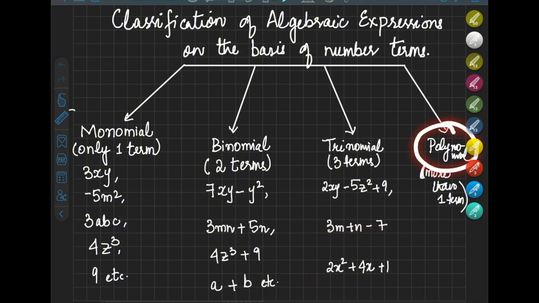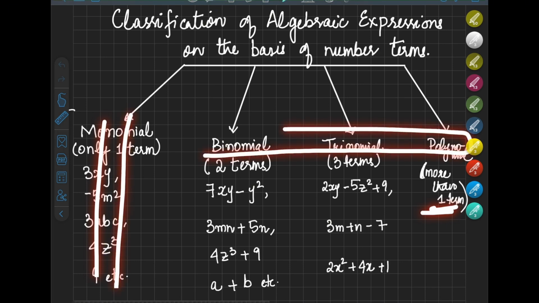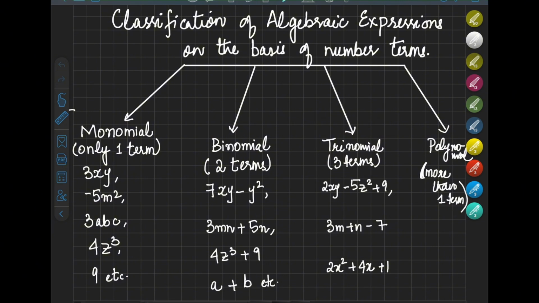Now, what is a polynomial? A polynomial is an algebraic expression having more than one term. Means except monomial, all can be classified as a polynomial. So, we generally say more than three terms is called a polynomial, but polynomial is a bigger family of algebraic expressions in which binomial and trinomial can also be grouped.